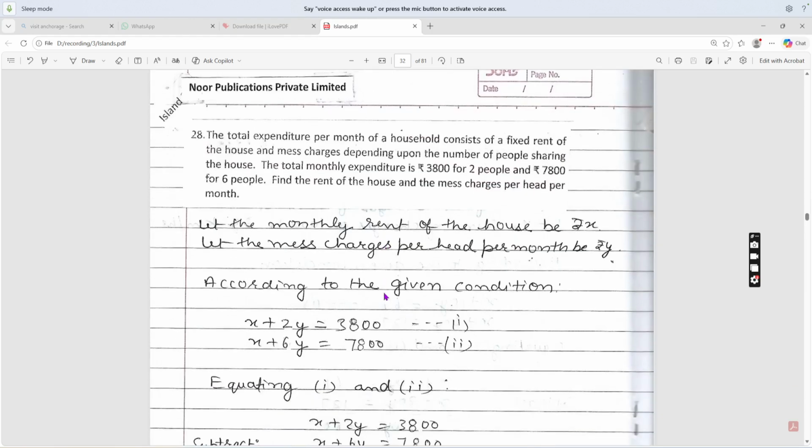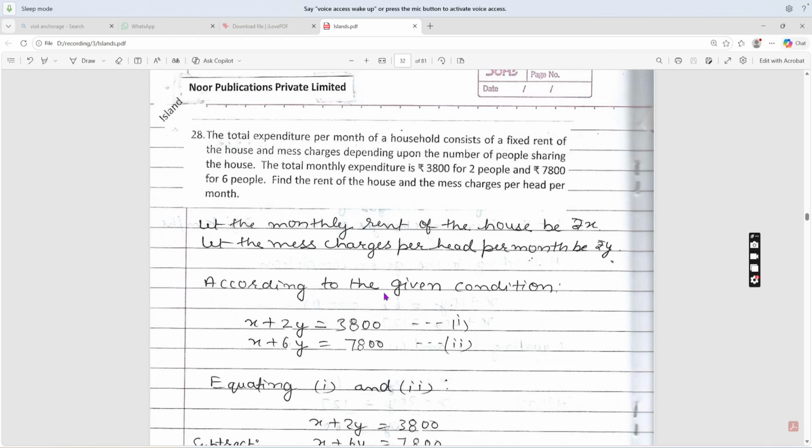Okay, next. The total expenditure per month of a household consists of a fixed rent of a house and mess charges depending upon the number of people sharing the house. The total monthly expenditure is rupees 3800 for 2 people and rupees 7800 for 6 people. Find the rent of the house and the mess charges per head per month.